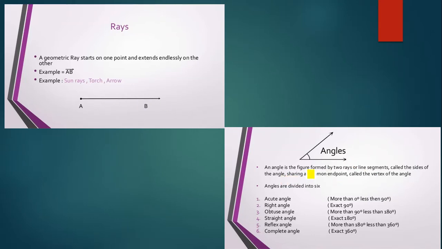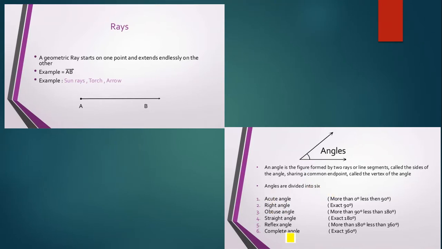Angles. An angle is the figure formed by two rays or line segments, called the sides of the angle, sharing a common endpoint. You can see here it's a common endpoint, that's called the vertex of an angle. Angles can be divided into six types.